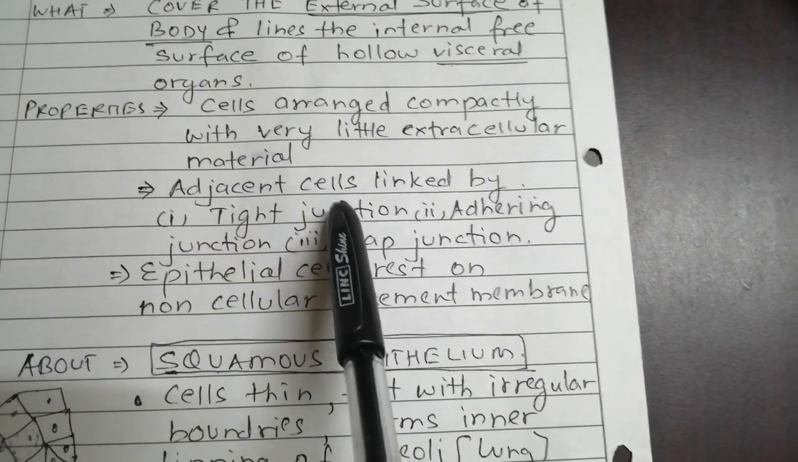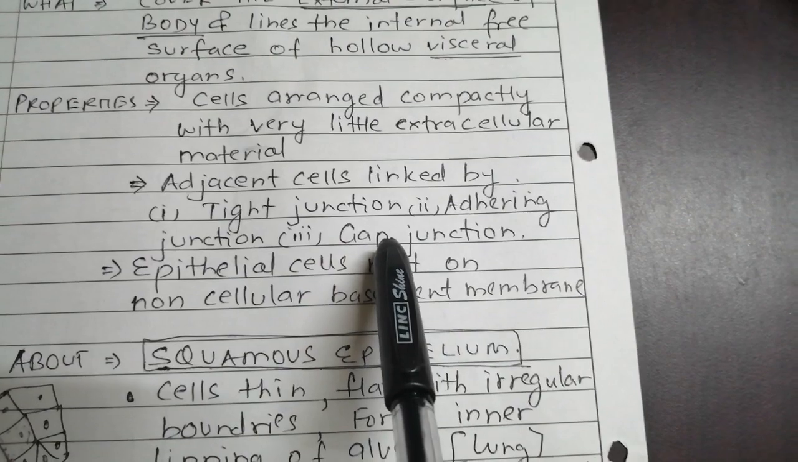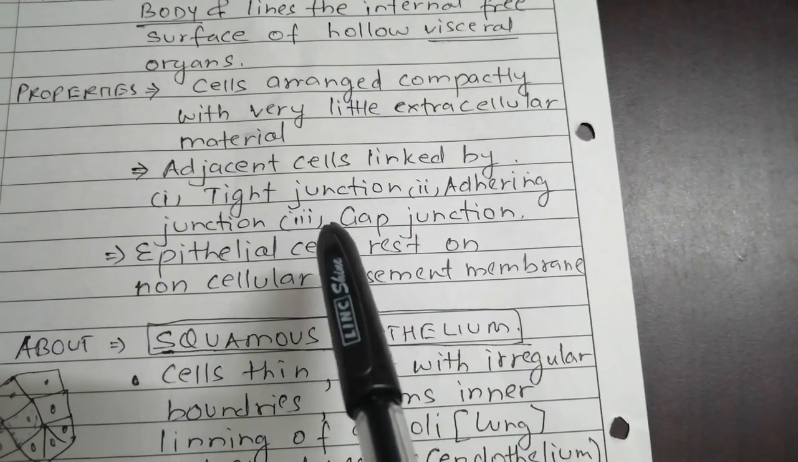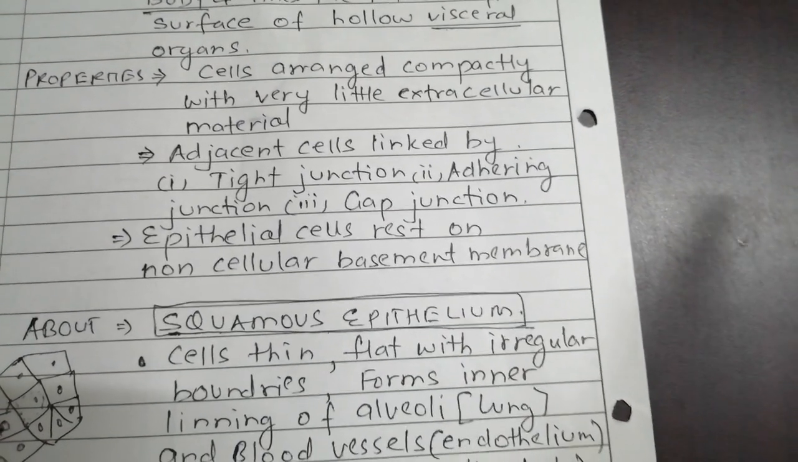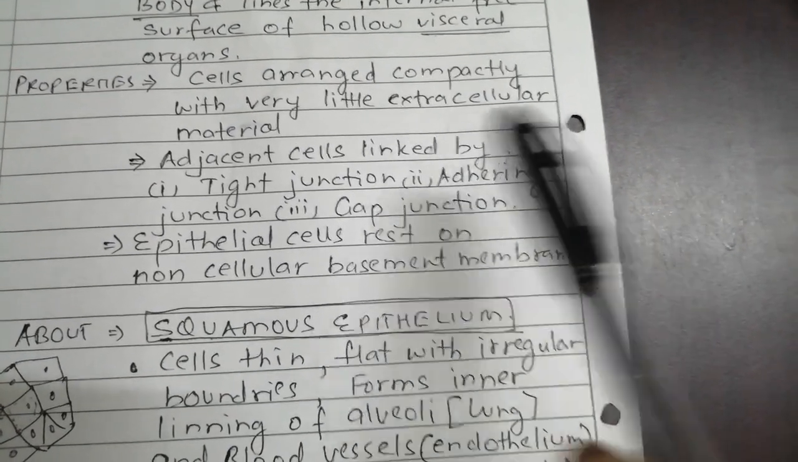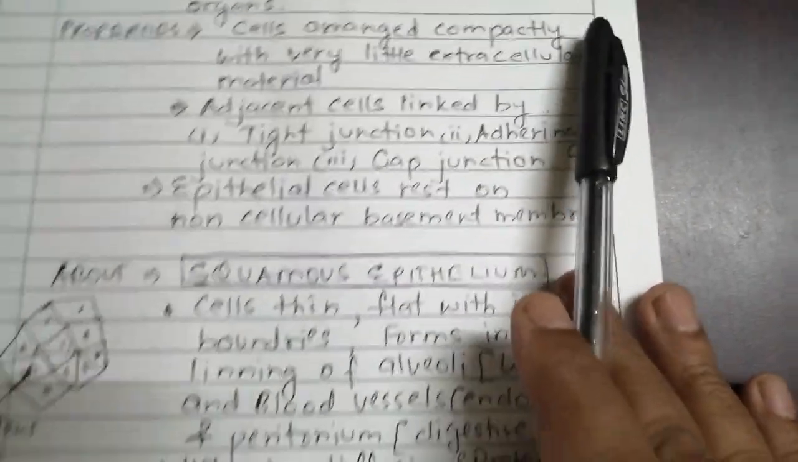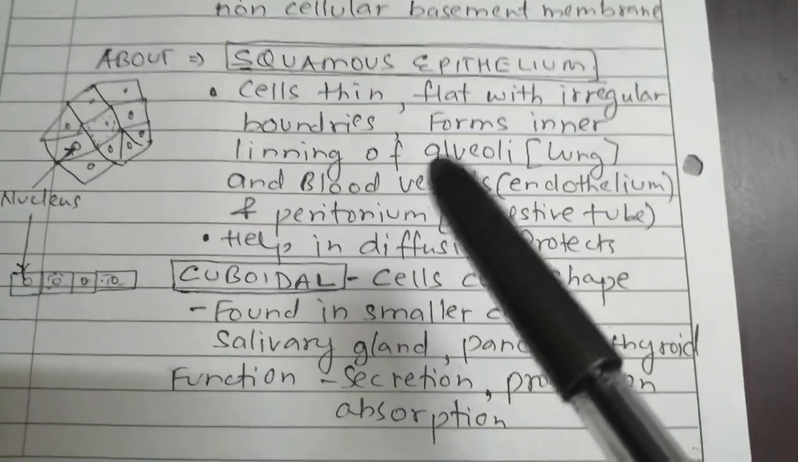Now, their properties: cells arranged compactly with very little extracellular material. Second, adjacent cells are linked by tight junctions, adhering junctions, and gap junctions. These are the three types of junctions found in the cells, which help them to adhere together and to cement together. Then, epithelial cells rest on a non-cellular basement membrane, meaning it is not made up of cells.